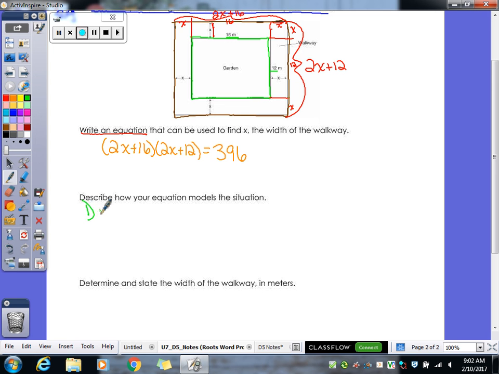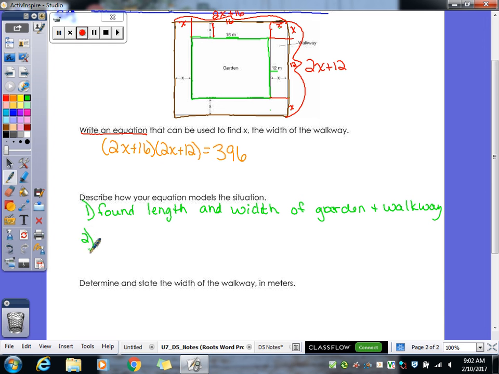So, step 1: found length and width of garden plus walkway. So we put the two pieces together. We had the side of the garden, and then I added the two pieces of the walkway to it. I had this side of the garden, I added the two pieces of the walkway to it. So that was what we did for the first step.